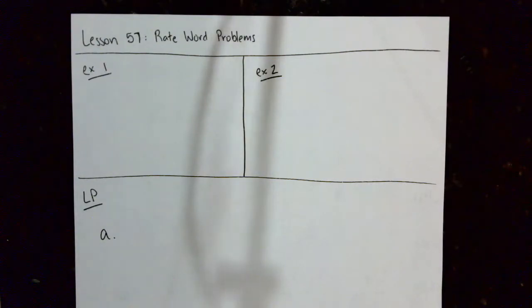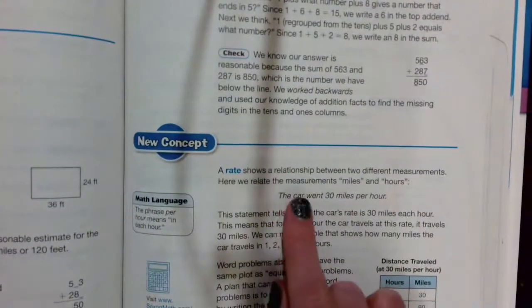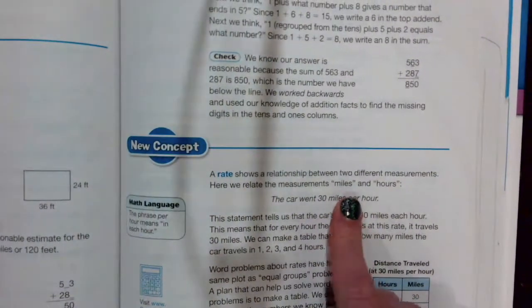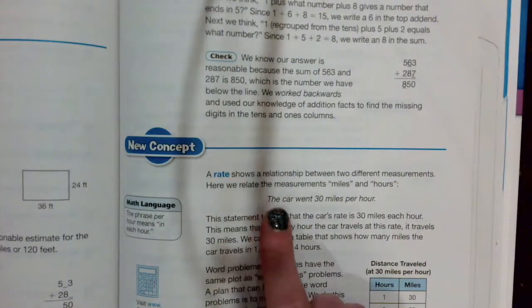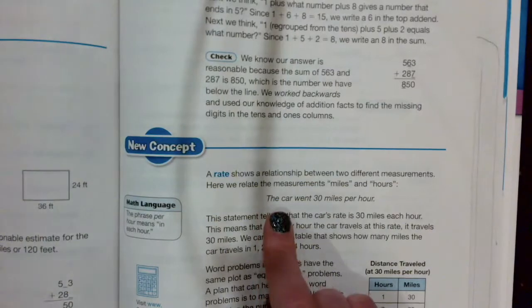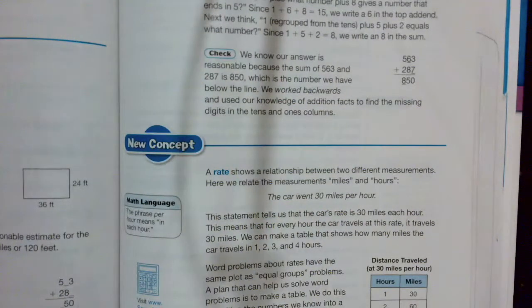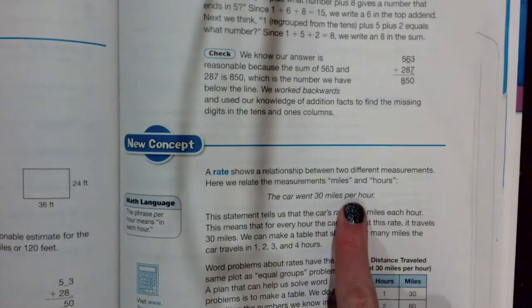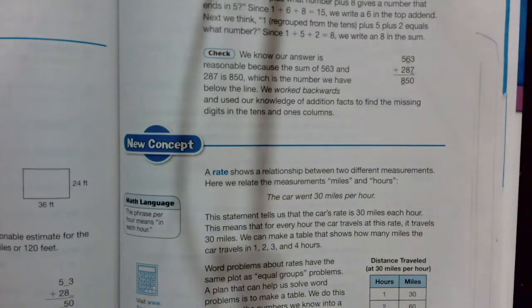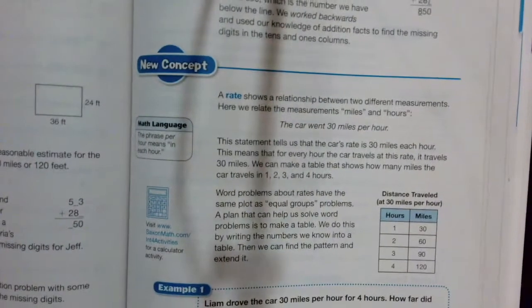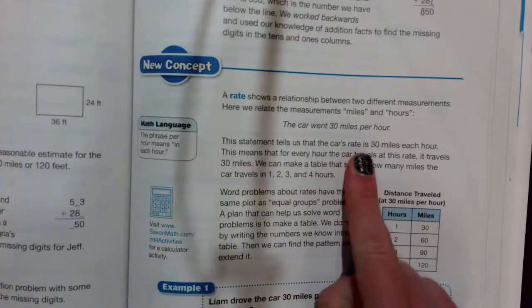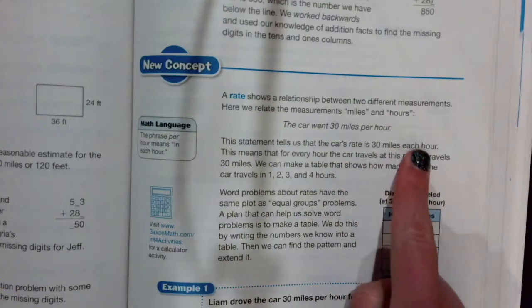Today, our new concept is rate word problems. Now, a rate shows a relationship between two different measurements. Where you might hear this the most is between miles and hours. So a lot of times you'll hear maybe your parents driving, say the car went 30 miles per hour, or we're going 60 miles per hour, or we're going 20 miles per hour. Okay, that per there is a great key that it's about rate. This statement tells us that the car's rate is 30 miles in each hour.